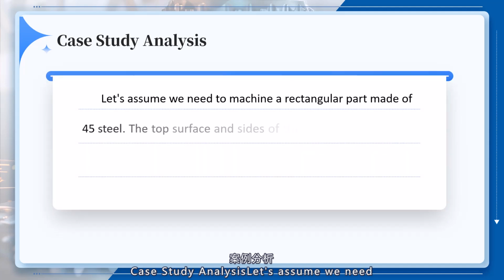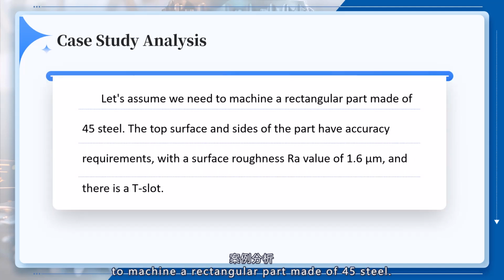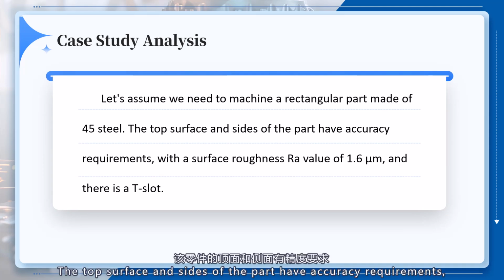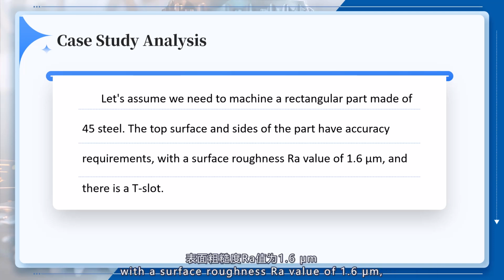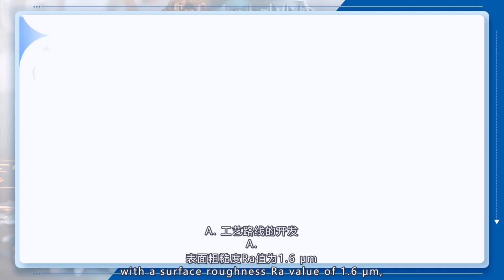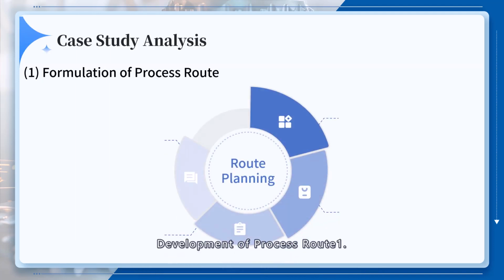Case study analysis. Let's assume we need to machine a rectangular part made of 45 steel. The top surface and sides of the part have accuracy requirements, with a surface roughness Ra value of 1.6 micrometers, and there is a T-slot. A. Development of process route.